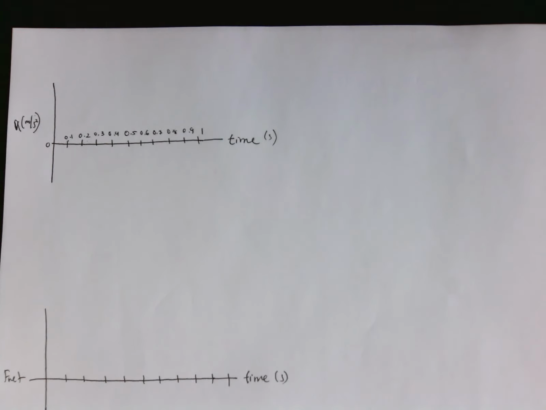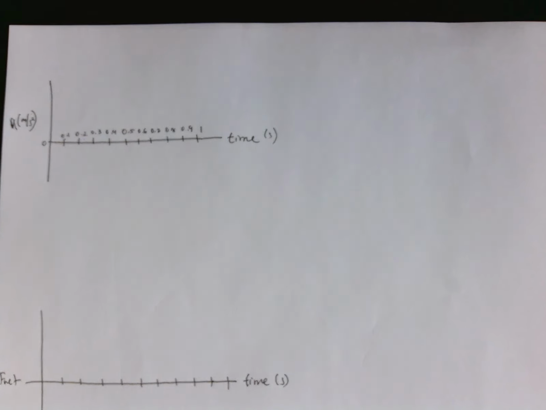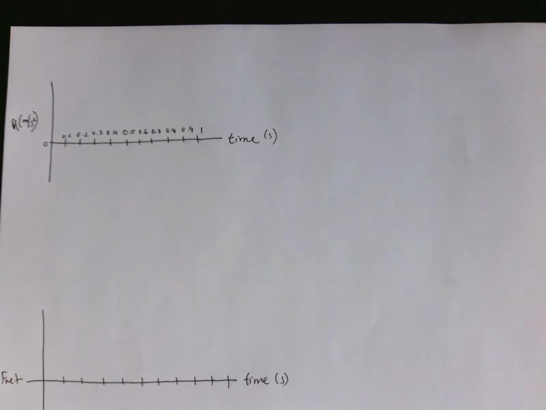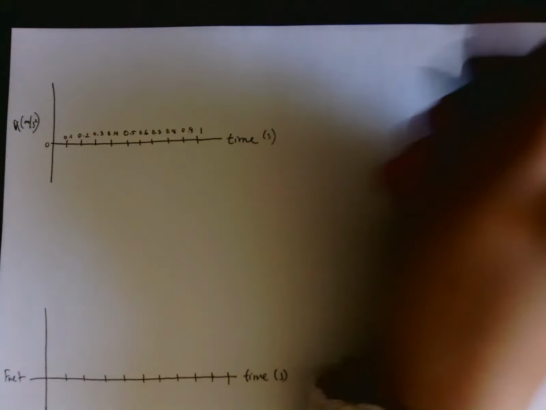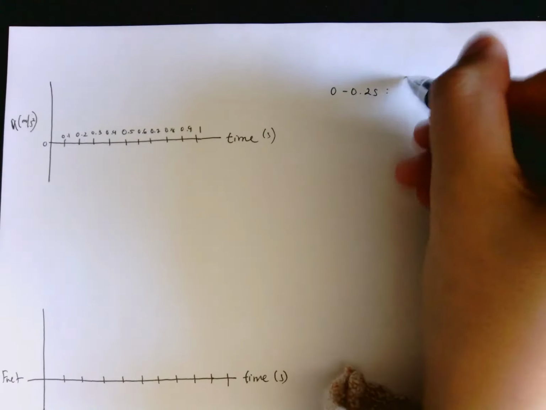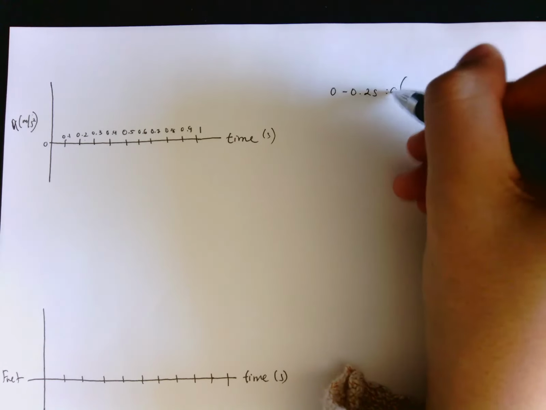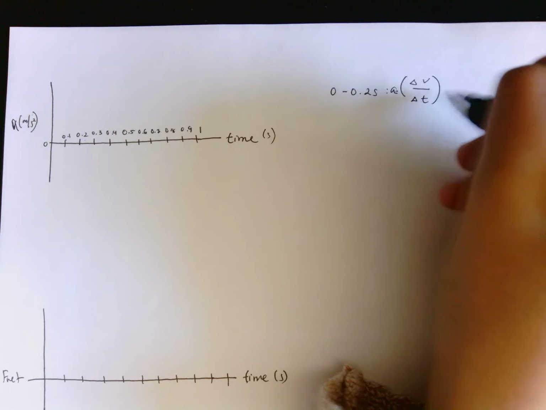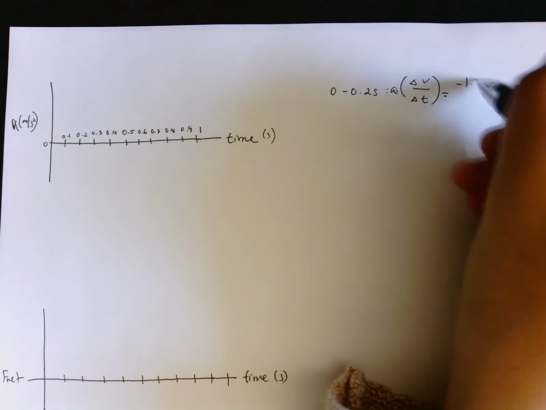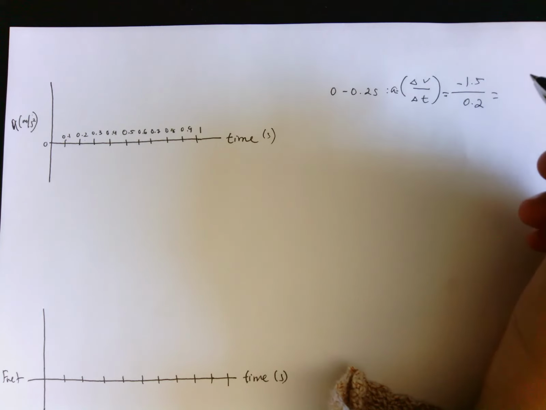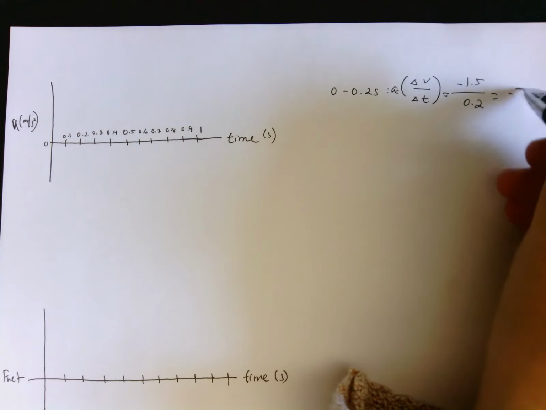Since we're given her velocity versus time and we know that the acceleration is basically just the slope of the velocity versus time graph, we'll look at certain coordinates. The first period we can look at is from 0 to 0.2 seconds, and the acceleration equals delta v over delta t, which is equal to negative 1.5 over 0.2, which is equal to negative 7.5.